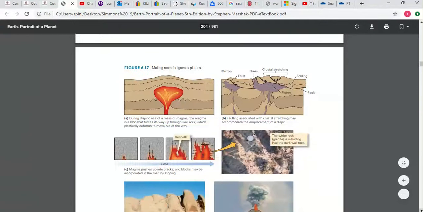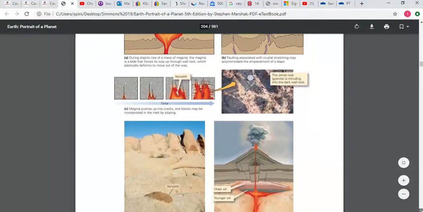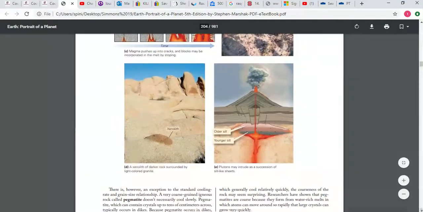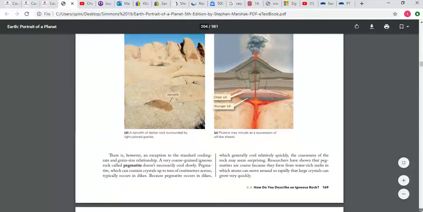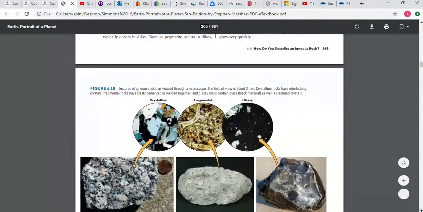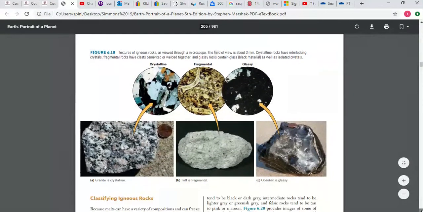Again, we're looking at formation of igneous rocks, and I want you to read through this definitely. And look at these pictures, how these rocks are formed. But a lot of it won't specifically be on the test. But some stuff, like looking at these rocks here, I might ask you about these kinds of rocks.